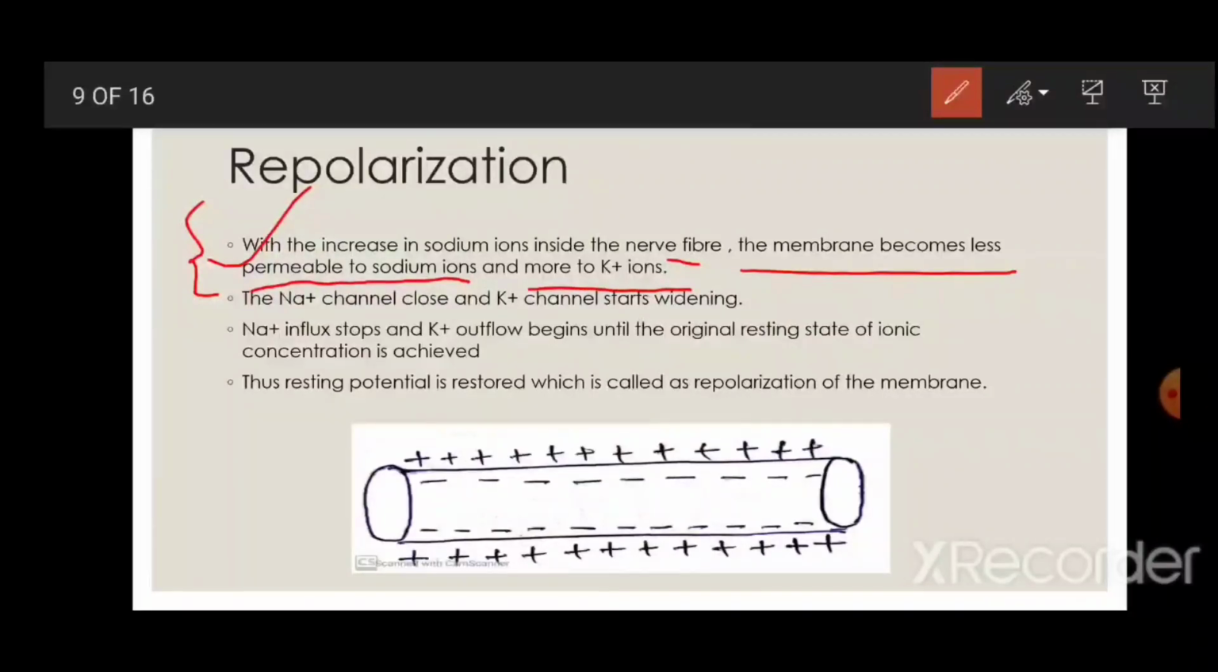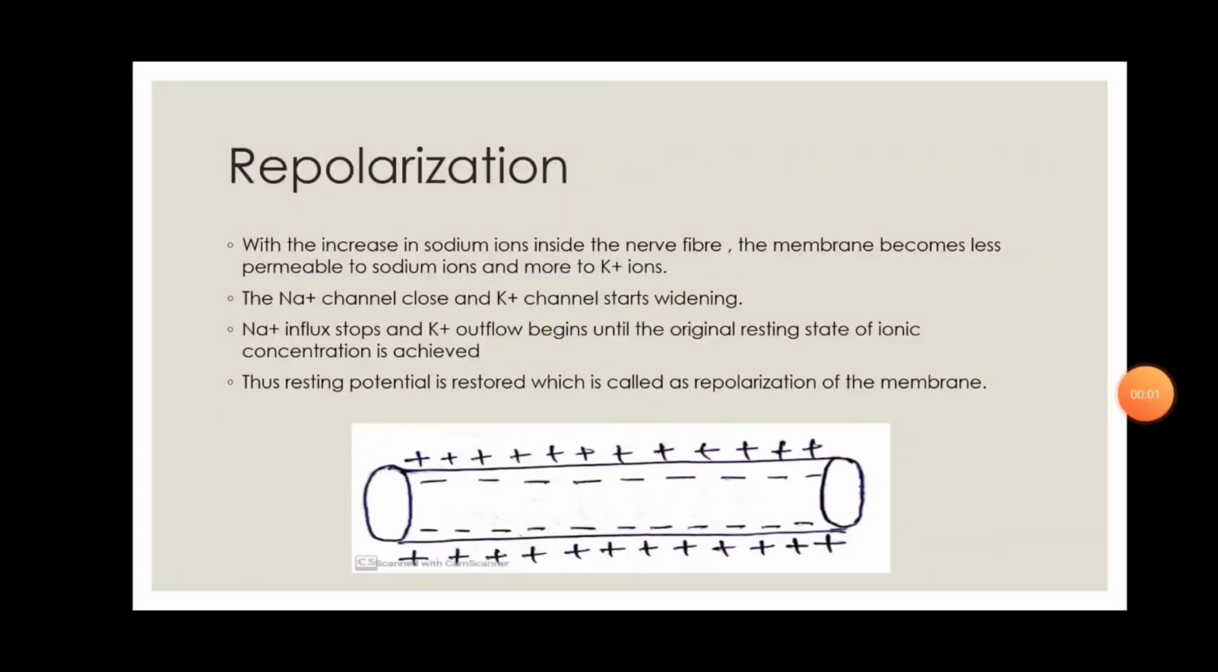It means that when the membrane has reached plus 30 millivolt, there should be less sodium influx into the cells. The sodium channel closes and the potassium voltage gated channel starts opening. Due to the opening of these voltage gated potassium channels, potassium outflow begins and the resting potential is restored, meaning inside it becomes negative and outside it becomes positive.